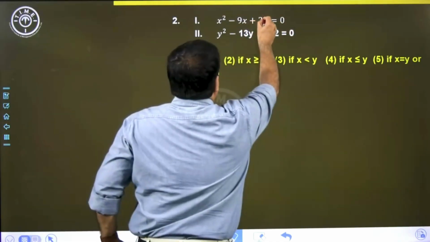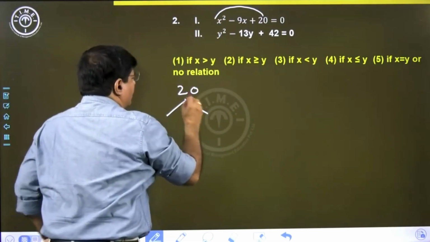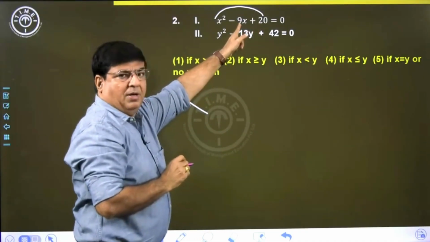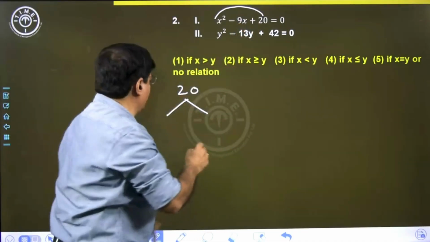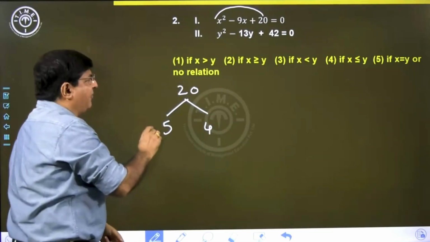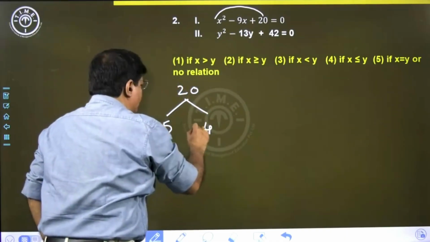All right, 20 and 1. Product is 20. Come on, keep trying. 20. Sign is plus. I need two numbers whose sum is 9. Product is 20. 5 and 4. Bigger number first. The signs in the equation are minus and plus. So both the roots will be plus.